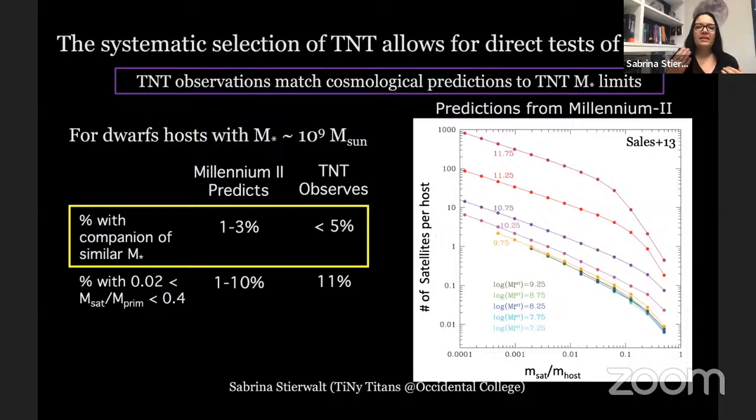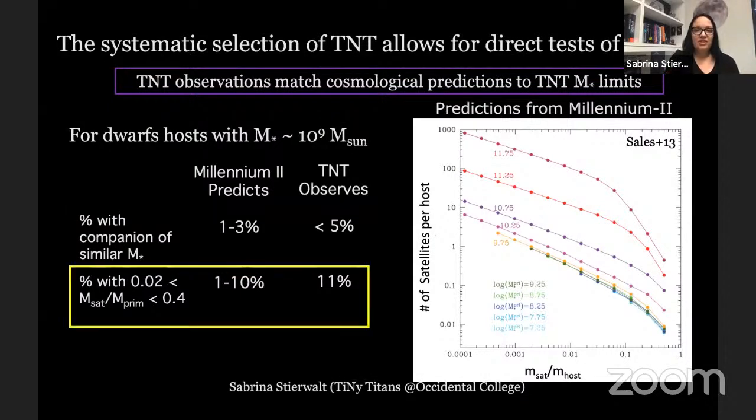And so Millennium 2, which the Salas work is based on, finds that of dwarf galaxy hosts with a mass around 10 to the 9, 1 to 3% of them should have a similar mass companion, which matches what we see with Tiny Titans. We see less than 5%. We have to do that little less than because we're pushing the limits of Sloan sensitivity. So we hedge our final number a little bit with a less than.